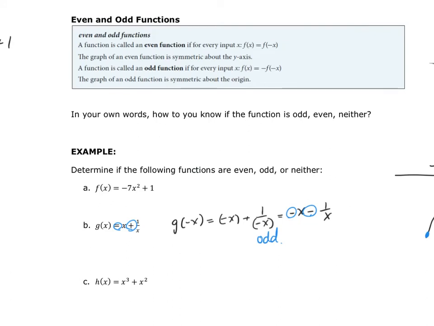Okay, it looks like we've got some answers in, so let's go ahead and check them. So for A, I'm going to put in a negative x, so f of negative x is equal to negative 7 times negative x, the quantity squared, plus 1. Because I have a negative squared, it's going to be a positive x squared, so this is negative 7x squared plus 1. So I went from a negative and I stayed negative. I went from a positive and I stayed positive. And because none of the signs changed, A is even. This is an even function.